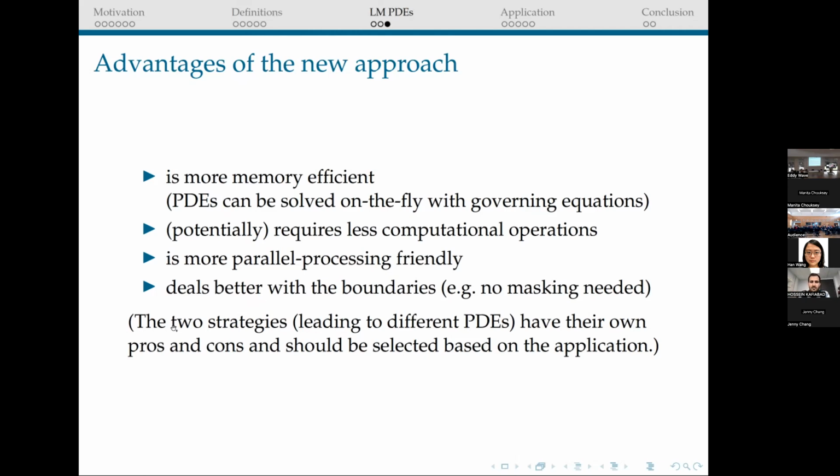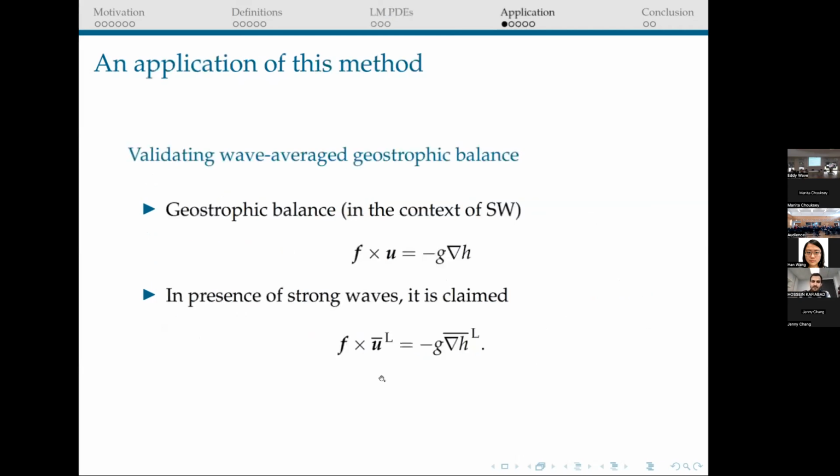As I mentioned, we offer two strategies, and each one of them has a set of advantages and disadvantages that is discussed in the preprint I mentioned. If I have time, I can go through an application of Lagrangian averaging very quickly. If I don't, I can take questions.